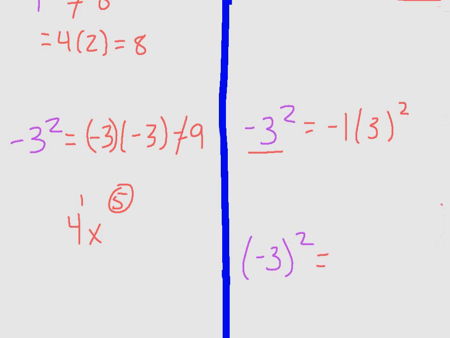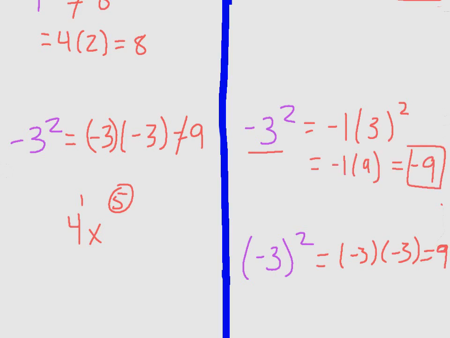Okay? So then this one should say negative 1 times 9 is negative 9. Okay? Any questions on those?